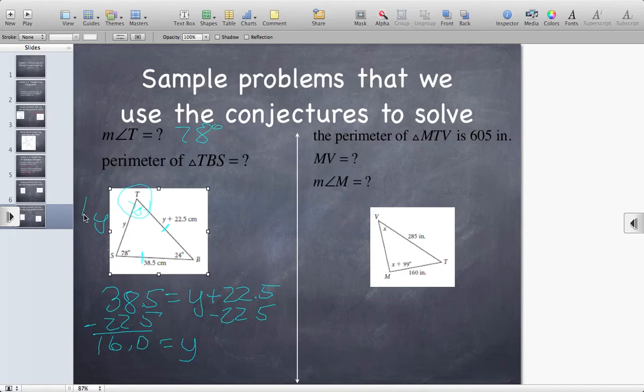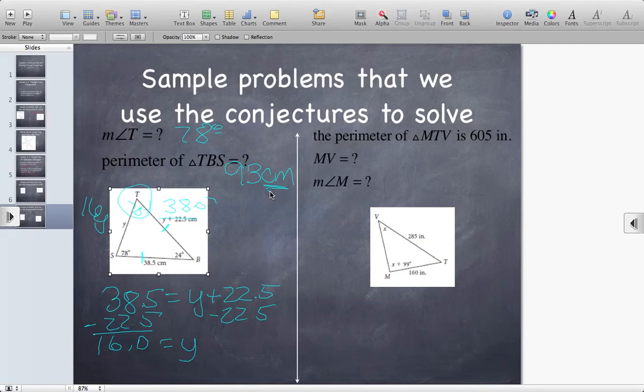Well, y is equal to 16, so that side is 16. This side is 38.5. So let's add that all together. And we get 93 centimeters. The unit of measure is centimeters, so 93 centimeters, not degrees. Make sure that you do put the proper labels on here. So angle measures are degrees, and linear measures are whatever the unit of measure is.